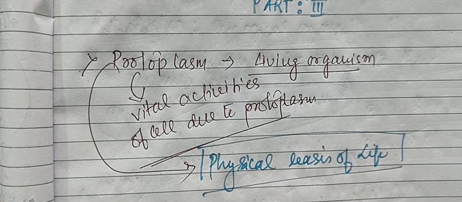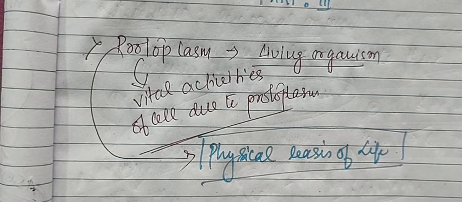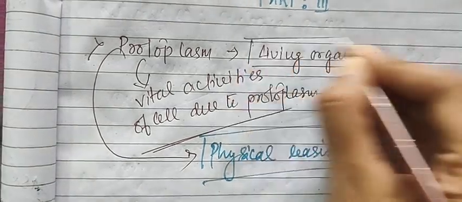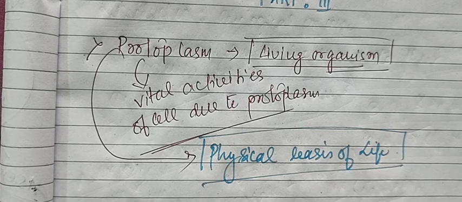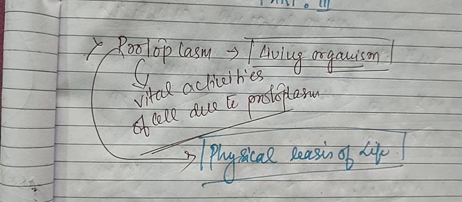So what is the meaning of it? Is protoplasm present in abiotic substance and biotic substance as well, or only in the biotic substance? Always remember, protoplasm is only present in the living organism. That's why this is a salient feature of living organisms. What are the activities of the protoplasm? It performs different kinds of vital activities of the cell. That's why this is also called the physical basis of life.